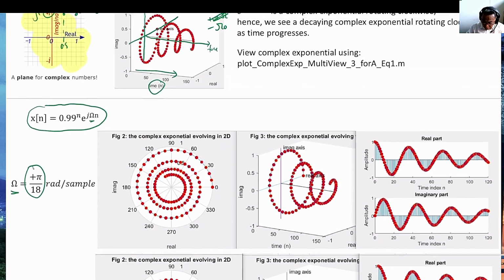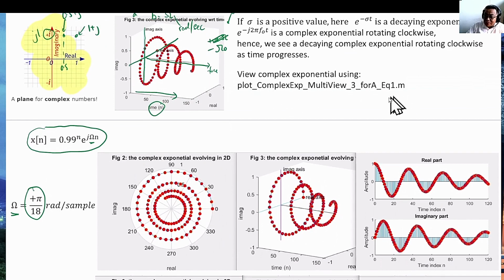You can play with the code here to see the simulation.